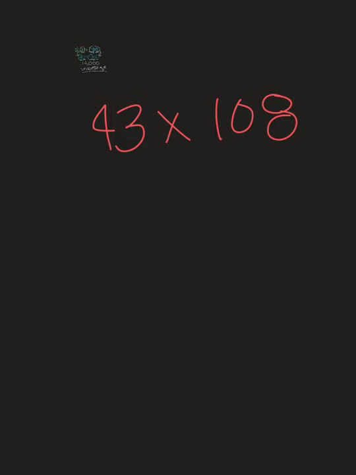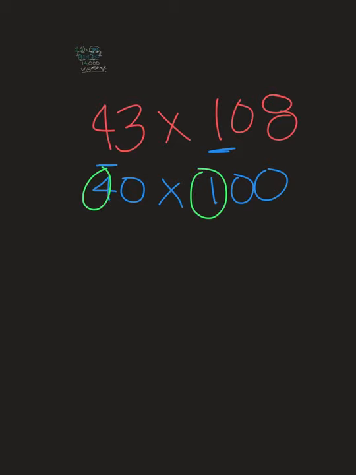So now we can look at our two highest place values: 4 in the tens place and 1 in the hundreds place. 43 is closer to 40, and 108 is closer to 100, way closer to 100 than 200. And then we can circle our non-zeros, which is 4 times 1. 4 times 1 is 4. And then we can count our zeros. We have 1, 2, 3 zeros, so we need 1, 2, 3 zeros. And we can add a comma.